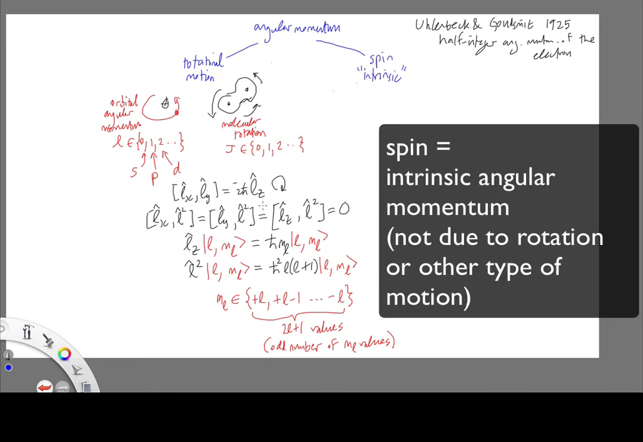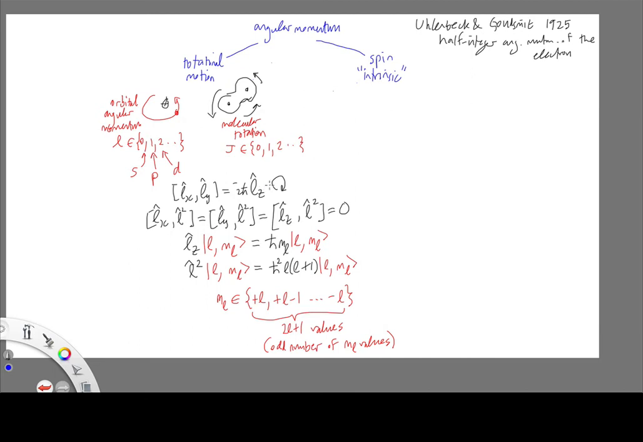It does not derive from the motion of the particle, but is part of its intrinsic nature, like mass or charge. And it turns out that almost every particle in nature has spin, and in diagrams we often denote it by drawing an arrow on top of the particle.